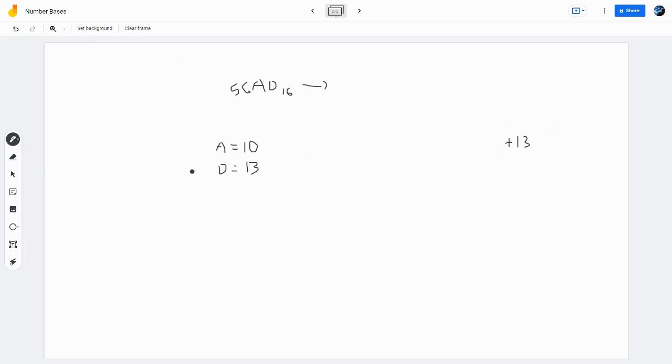Okay, what are we adding to that? Well, next we're going to add A times 16 to the first power. So we have 16 to the first power times 10. And next we're going to have 6 times 16 squared. So this is going to be 16 squared. And finally, we're going to have 5 times 16 to the third. Right? We're all just going by the powers of 16.